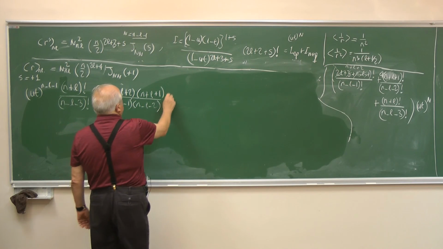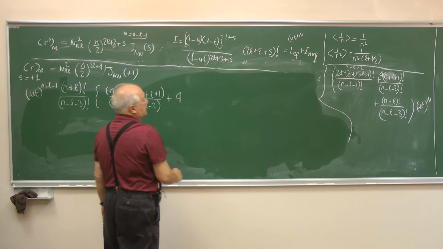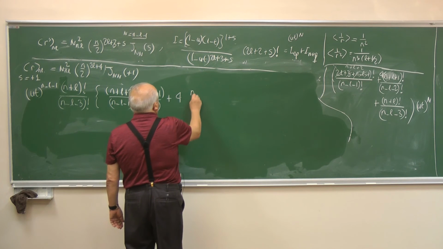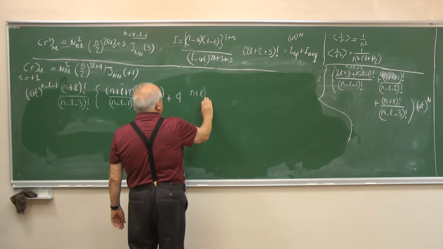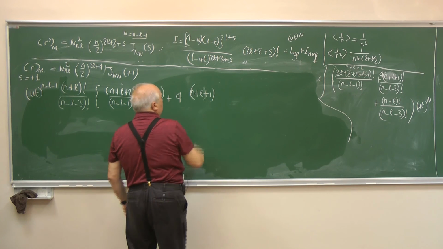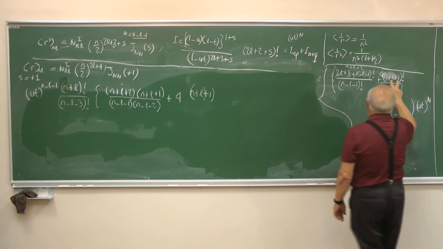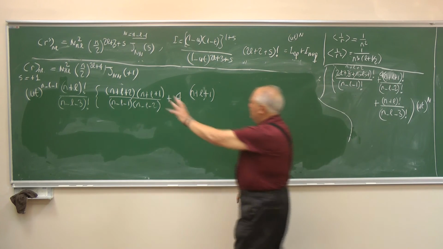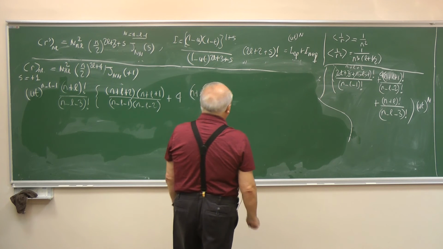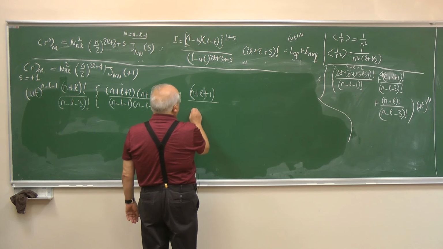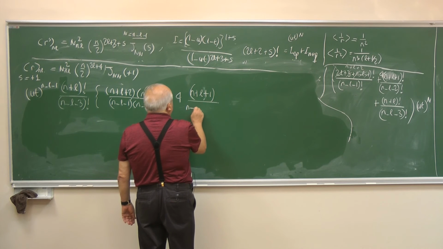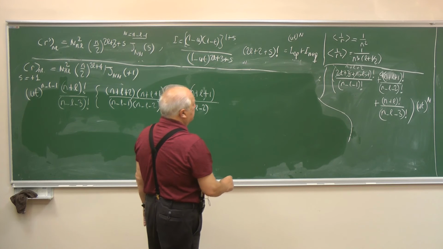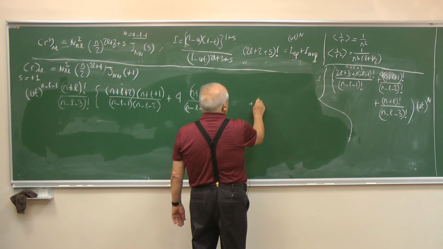Next, the other term, plus 4 times n plus L plus 1. This is n plus L plus 1 times n plus L factorial, and n plus L factorial is taken out. N plus L plus 1 over n minus L minus 2 plus 1.